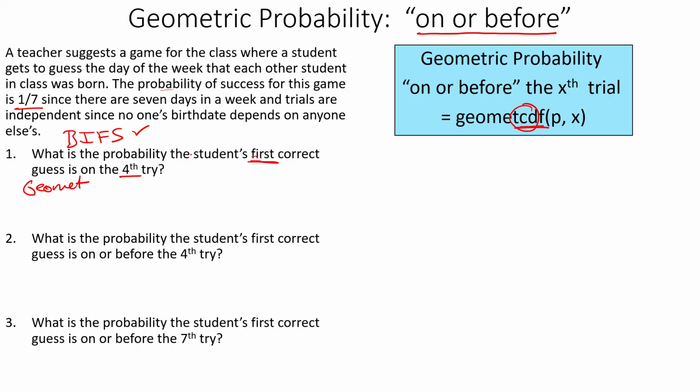We're asking about the first being correct on the 4th try. Well, our probability of success is 1/7. So that means our probability of failure, 1 minus that, is the other 6 days, 6/7. So that means we're going to have 3 failures and 1 success. So we're going to have (6/7) to the 3rd times 1/7 as our answer.